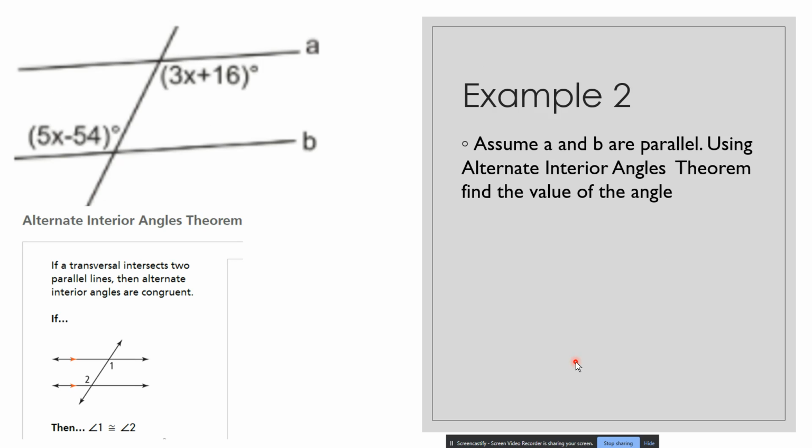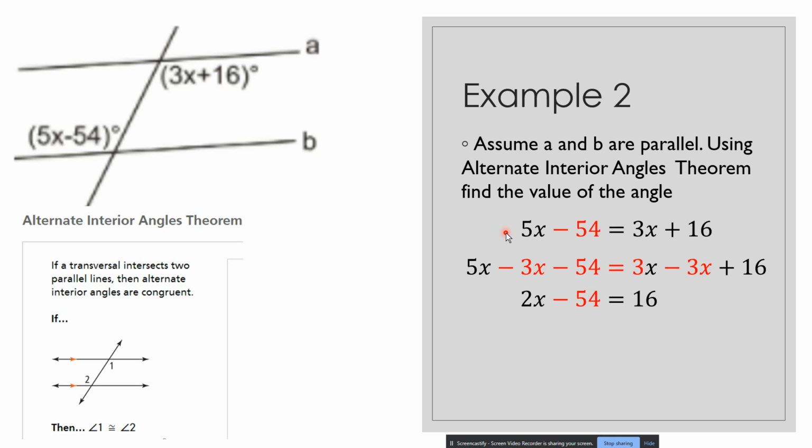Not that bad. So we're going to assume that A and B are parallel. So using alternate interior angle theorems, we can find the value of the angle. Might be a little hard to see, so we're going to bring it right on down. 5x minus 54 and 3x plus 16. So we start by subtracting the 3x from both sides, because 3 is smaller than 5, and we don't really want to deal with negative values. So we have 2x minus 54 is equal to 16. We add the 54 to both sides. Then we get 2x is equal to 70.